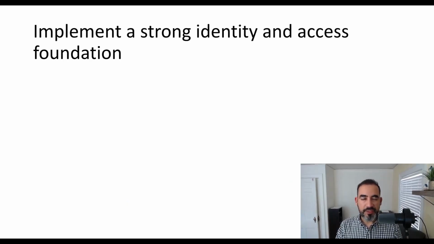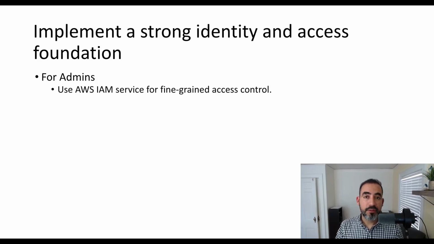Implementing a strong identity and access foundation involves multiple aspects. The first one obviously being using a well-known and secure identity provider. Within AWS, we usually use IAM, but we can delegate the identity provider to some other third-party provider. For example, Microsoft Active Directory. This is where the concept of centralized control comes into the picture as well.